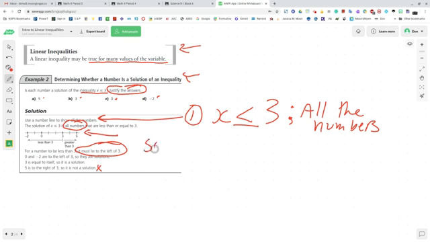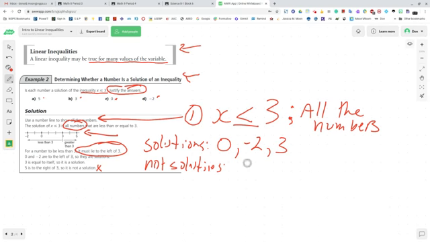So we could just say the solutions to this are 0, -2, and 3 because it is equal to it. Not a solution is 5 because it is to the right, or it is greater than 3. Okay?